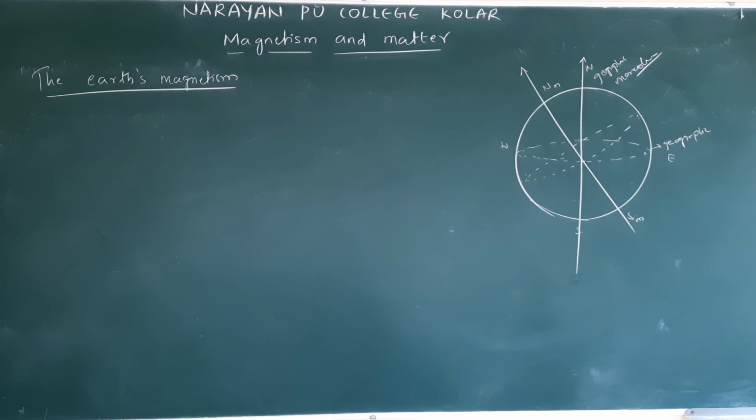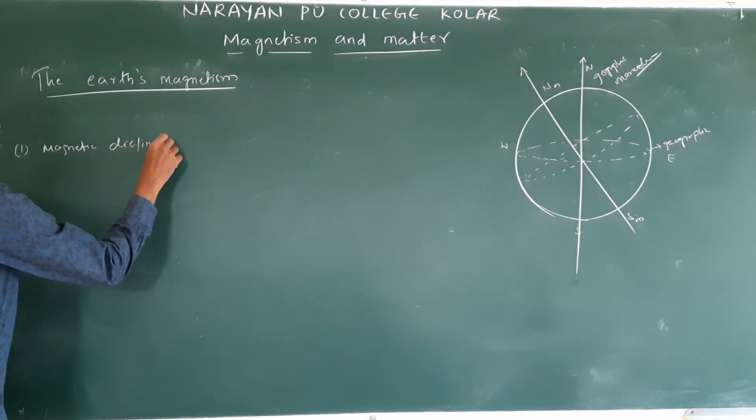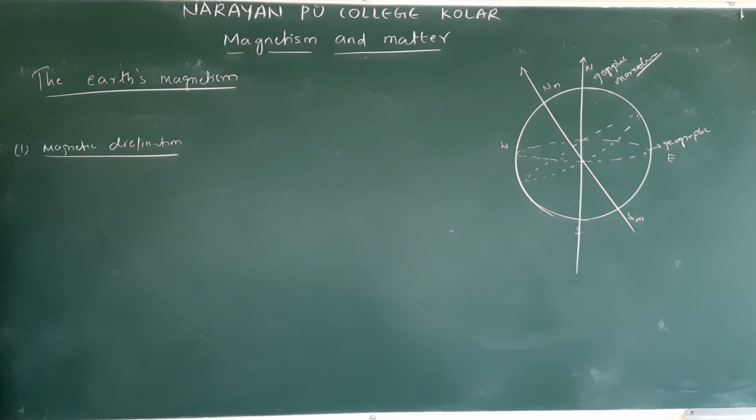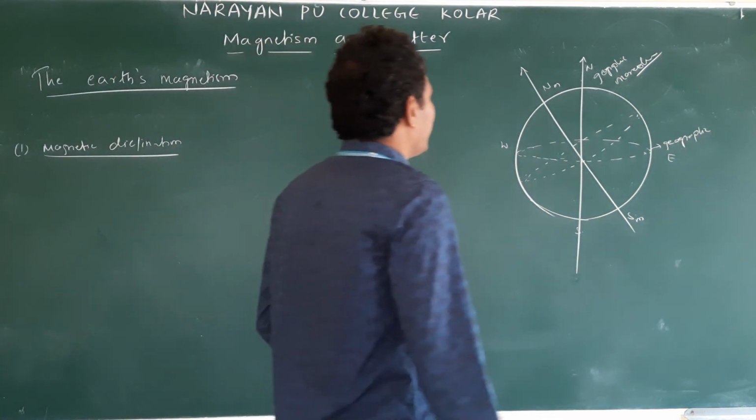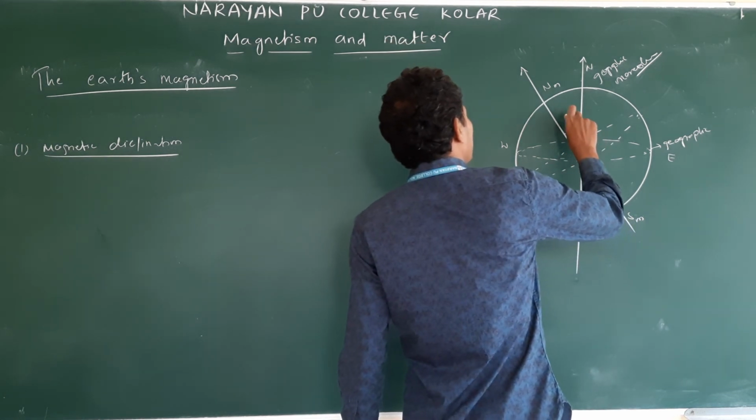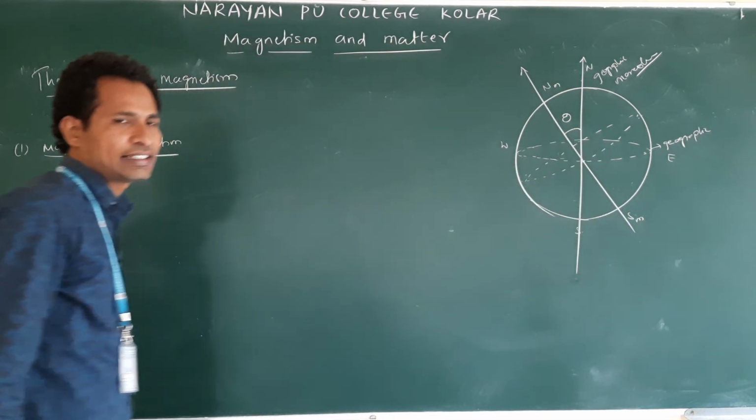Now, first, to understand this, the first one is magnetic declination. What is magnetic declination? This is the angle between the magnetic meridian and the geographic meridian. The angle between magnetic meridian and geographic meridian, this angle we call declination.